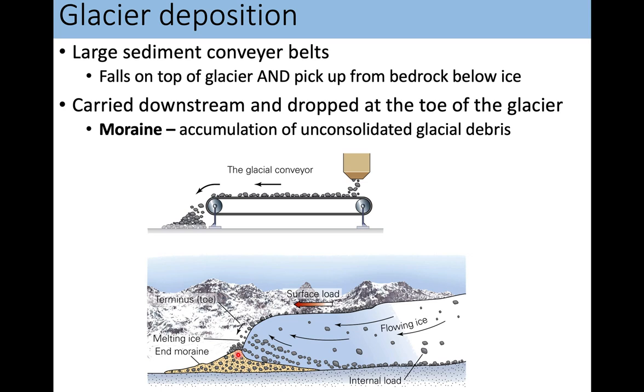pile of unconsolidated rock and sediment. So it's not compacted. It's really like a pile, just accumulated non-compacted, non-cemented material. That we would call a moraine at the end of the glacier.